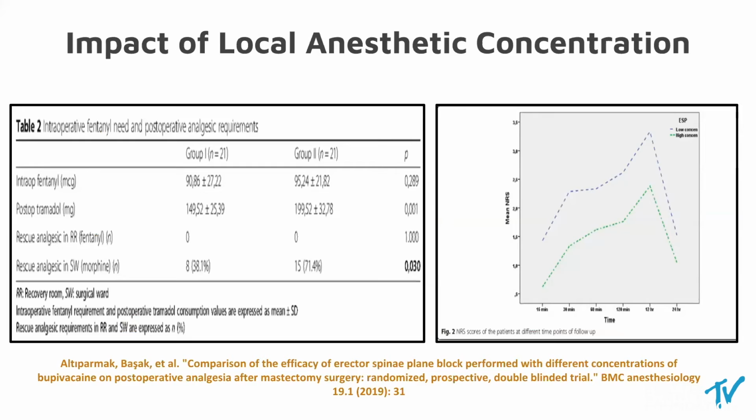In terms of why concentration is important, this is a randomized control trial published from Turkey looking at mastectomy patients. Group 1 received a more concentrated local anesthetic, bupivacaine 0.375%. Group 2 received the more dilute local anesthetic, 0.25% Marcaine. You can see that the more concentrated group required less postoperative opiate, and fewer of them needed rescue analgesia.